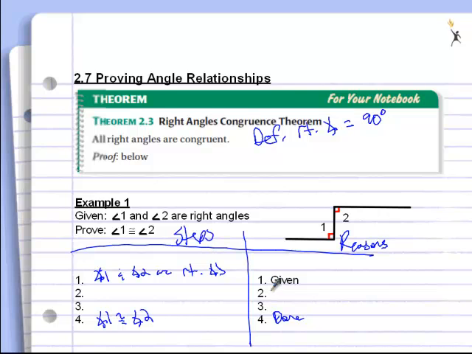Angle 1 and angle 2 are right angles. Right away, I want to bring out the definition of right angles, that says if angle 1 is a right angle, then angle 1 equals 90 degrees. If angle 2 is a right angle, then angle 2 equals 90 degrees. And that's just using the definition of right angles. Well, now I have two true statements: angle 1 equals 90, angle 2 equals 90. I'm going to cross off the 90 here, and I can say that angle 1 equals angle 2 by the transitive property.